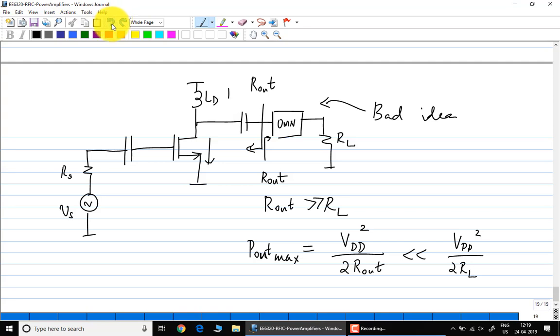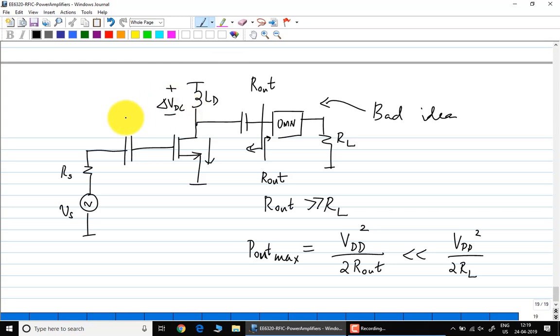There is a second problem with de-Qing the inductor. Remember that the inductor was supposed to be ideal, so the output drain bias voltage was supposed to be VDD. In reality, the inductor is going to have a DC resistance. If you tinker with the DC resistance, you are going to get a significant voltage drop here. You do not want this. You want this to be very small.